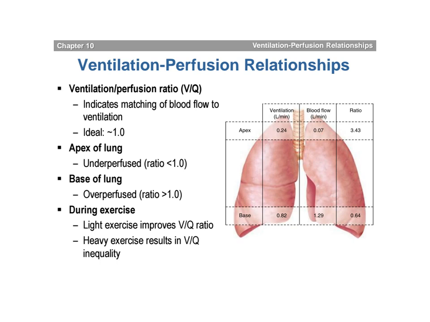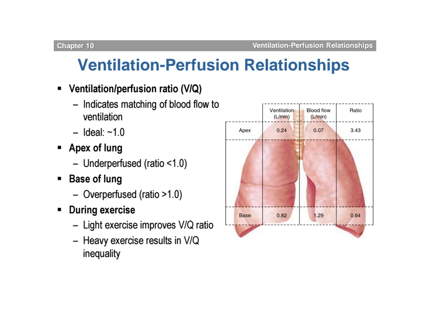Now, if we look at the base of the lung, the situation is a bit different. We have ventilation of 0.82 liters per minute. The blood flow is 1.29 liters per minute. Again, we take ventilation divided by perfusion, and here we get 0.64. So this is in the opposite direction, and it's now below the ideal value of 1. This means there's more blood flow than is really necessary.